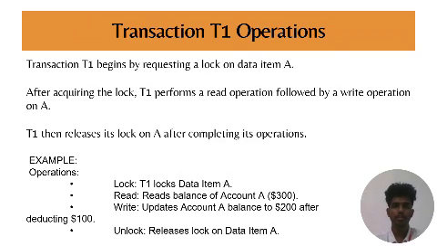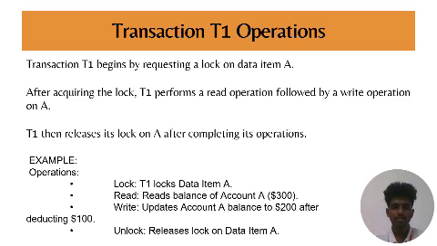Transaction T1 operations: T1 begins by requesting a lock on data item A. After acquiring the lock, T1 performs a read operation followed by a write operation on A. T1 then releases its lock on A after completing its operations. Example and operations: lock, T1 locks data item A. Read, reads the balance of account A, suppose $300. Write, updates account A balance to $200 after deducting $100.